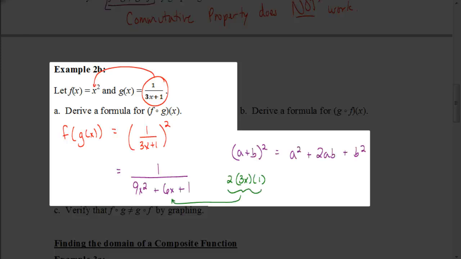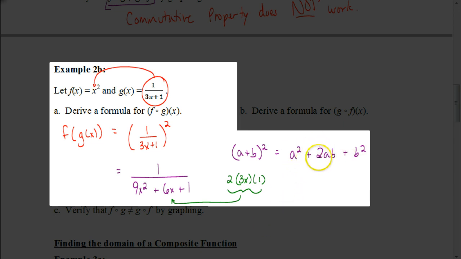Okay, so you should have gotten in the denominator 9x squared plus 6x plus 1. Now, for some reason, a lot of times people have a hard time figuring out what that middle term is. So here I just want to show you how we got that 6x. Your binomial square theorem tells us that a squared plus 2ab plus b squared would be your answer. So how do we get the middle term?